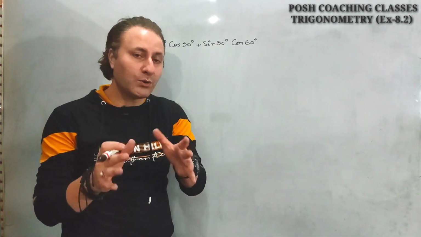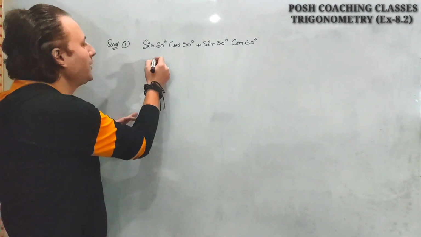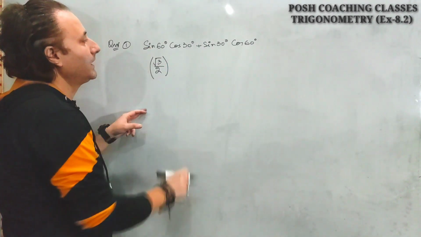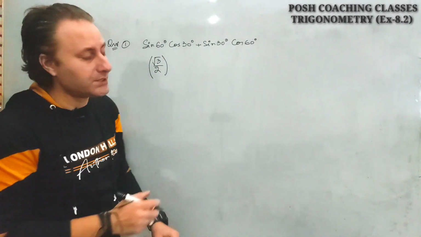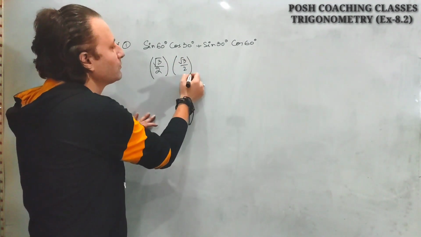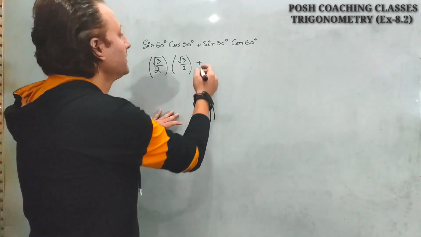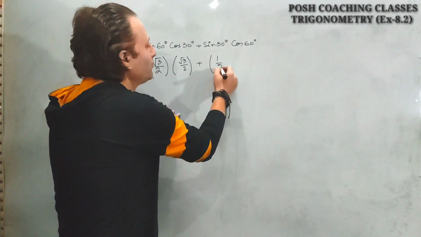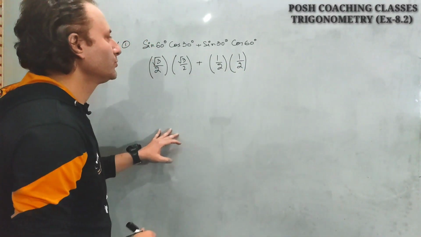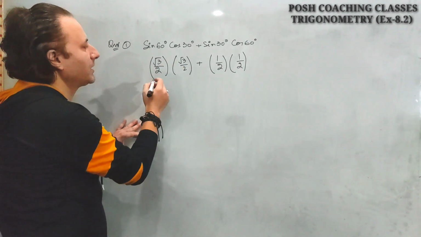If we look at the table, you will find the value of sine 60 is under root 3 upon 2. Okay, and then if I talk about cos 30, again the value of cos 30 is under root 3 upon 2. Then we have the plus sign. Then we are talking about sine 30, that is 1 upon 2. Then we have cos 60, it is again 1 upon 2. So what are we supposed to do now? We are supposed to multiply, because we have a multiplication in between.